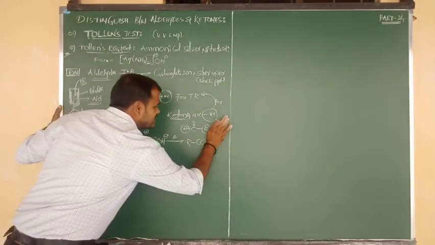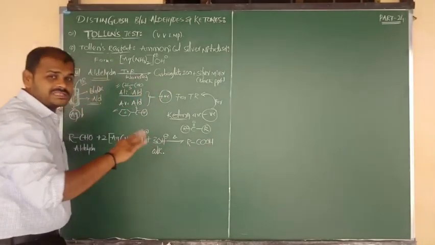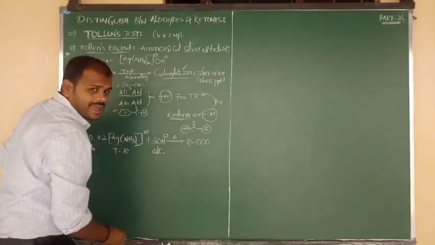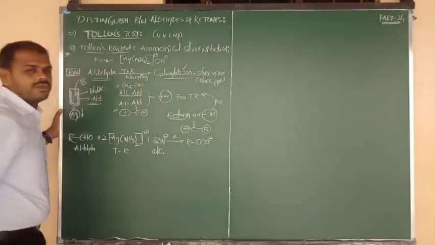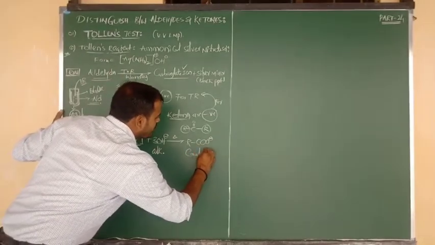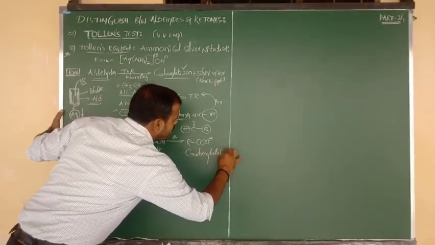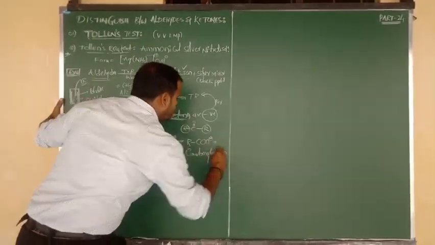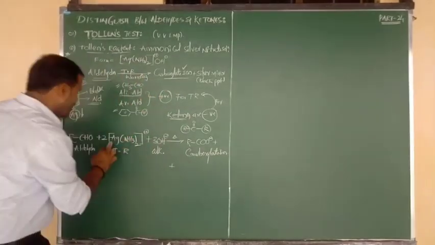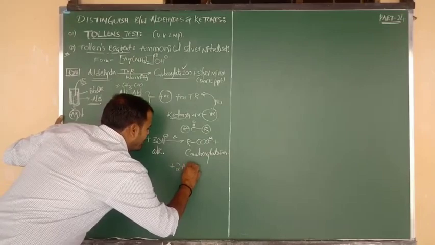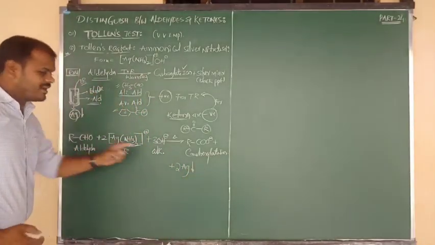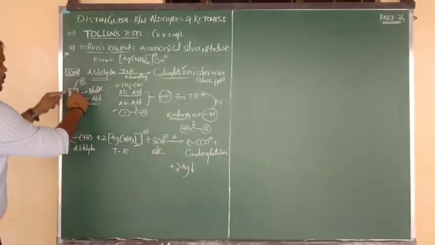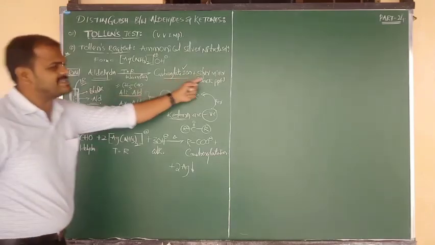What is the formula of carboxylic acid? RCOOH. But I have said carboxylate ion, so we remove the H plus and simply write RCOO minus. This is your main product, the carboxylate ion, also called carboxylate anion. Along with this we get the other product: how many silvers are there? 2 silvers, so we get 2 moles of silver, the bright silver mirror, a bright silver coating that gets deposited on the walls of the test tube. This is known as silver mirror.